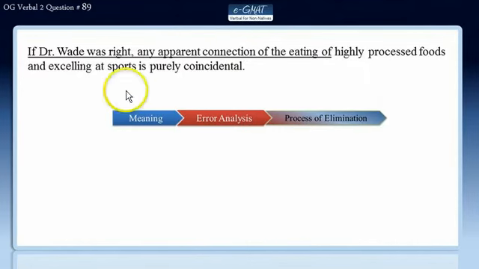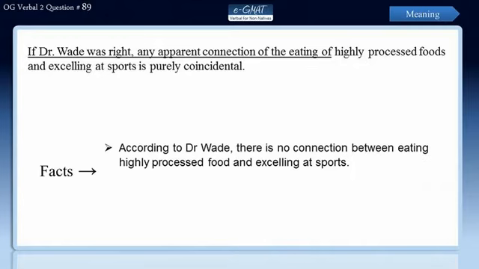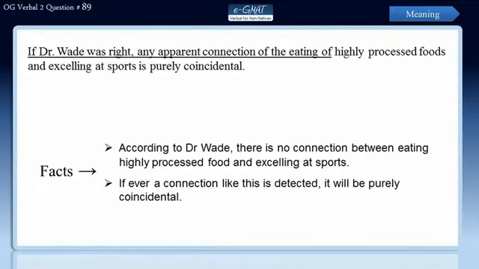So let's begin. If Dr. Wade was right, any apparent connection of the eating of highly processed foods and excelling at sports is purely coincidental. This sentence presents a few facts. It says that according to Dr. Wade, there is no connection between eating highly processed food and excelling at sports. If ever a connection like this is detected, it will be purely coincidental.